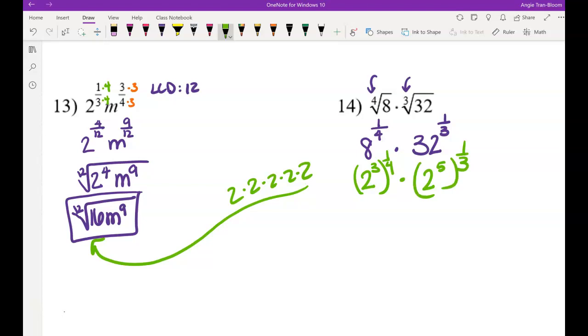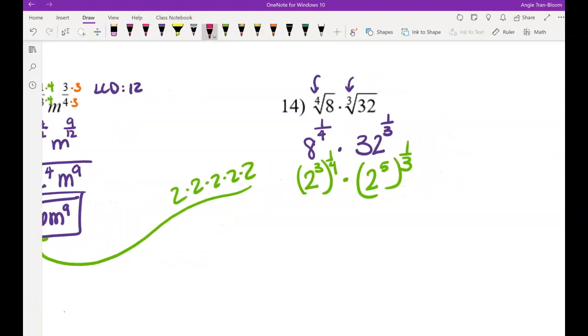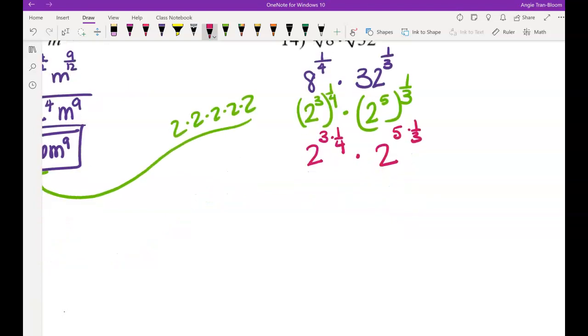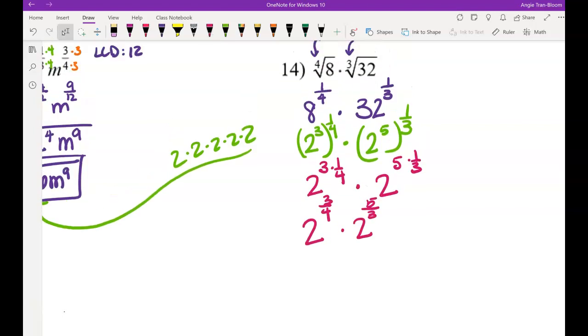Let's see if we can multiply out the exponents because it's power to the power. 2 to the 3 times 1/4, and over here, 2 to the 5 times 1/3. That will allow us to have 2 to the 3/4 times 2 to the 5/3, just like that. Bases are exactly the same, so we can add the exponents.